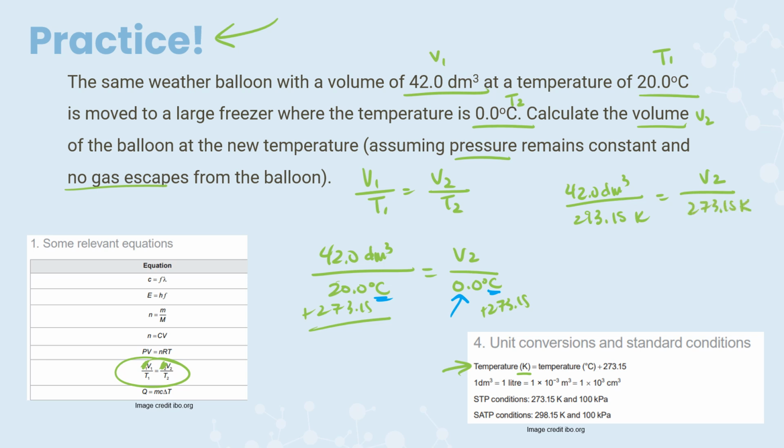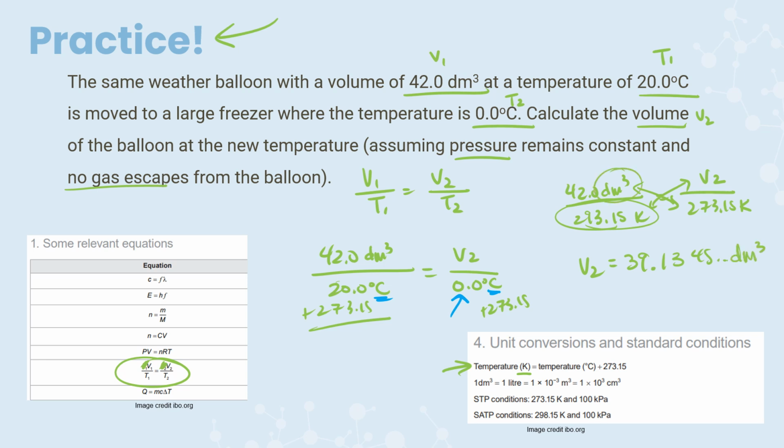Now I can actually cross multiply and divide. If you don't know what that means, multiply top and bottom. Multiply top and bottom, divide by this one to get V2. V2 is going to equal 42 times 273.15 divided by 293.15, and our V2 is going to equal 39.1345, lots of digits. Our unit is going to be cubic decimeters.